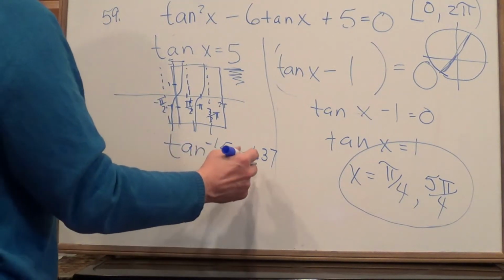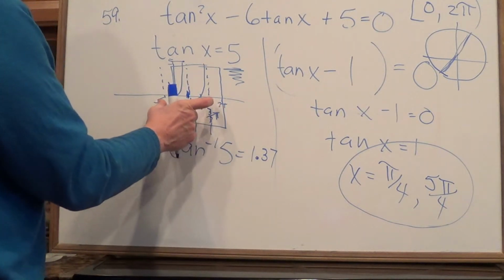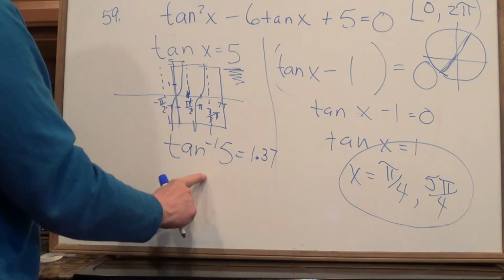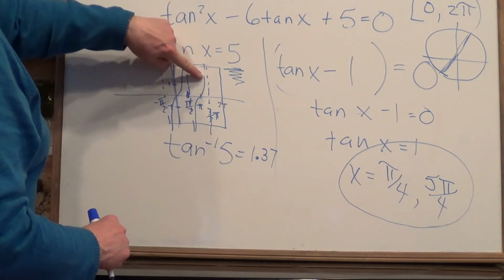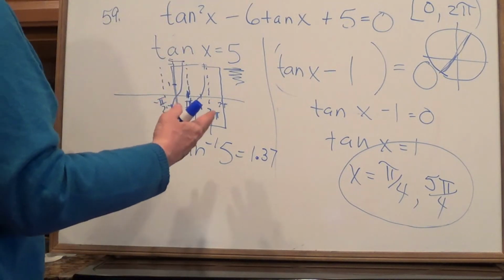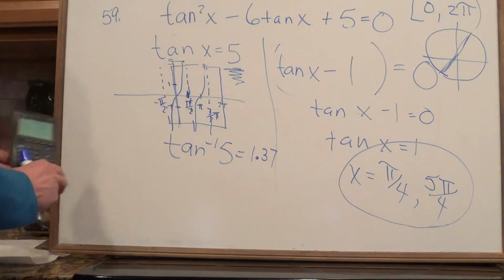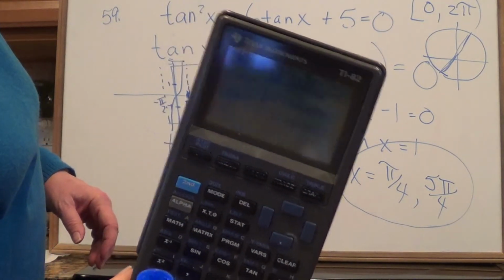1.37 is here. So is there another place in this box where the tangent will equal 5? And it looks like it's over here. See how this is going to go up and hit 5 at some point as well. So how do I know what it is on my calculator? My calculator only gives me one answer there.